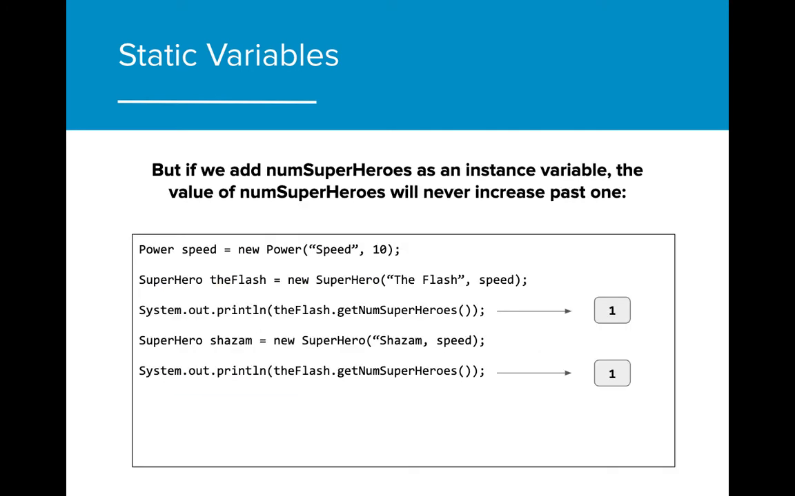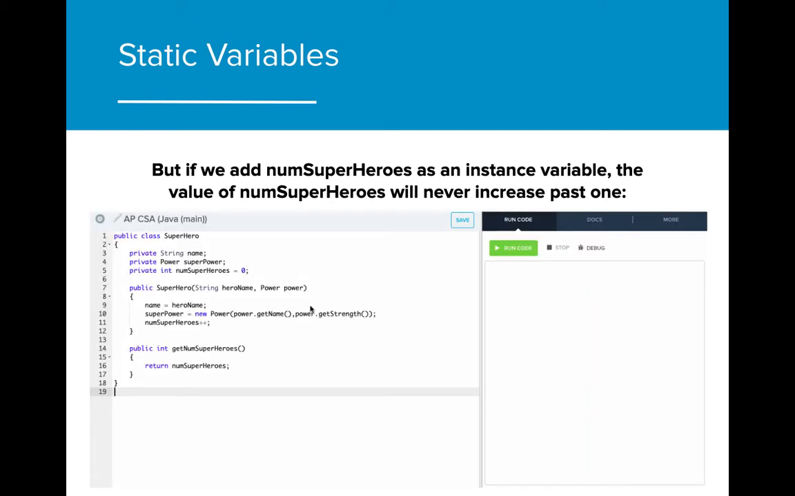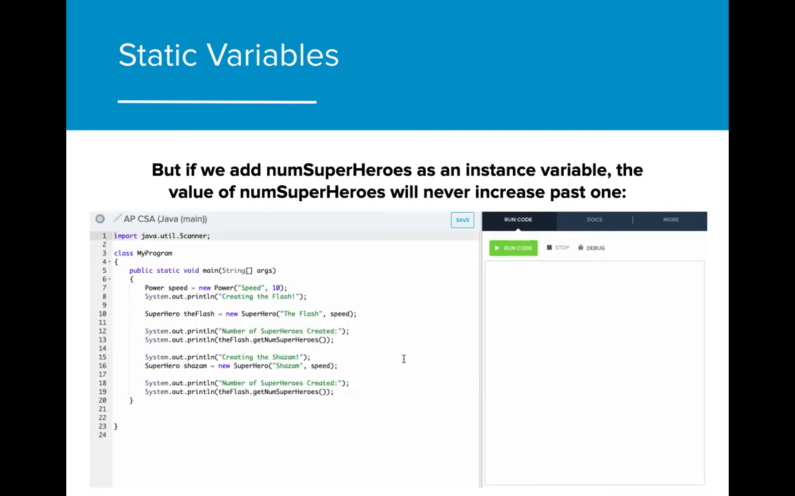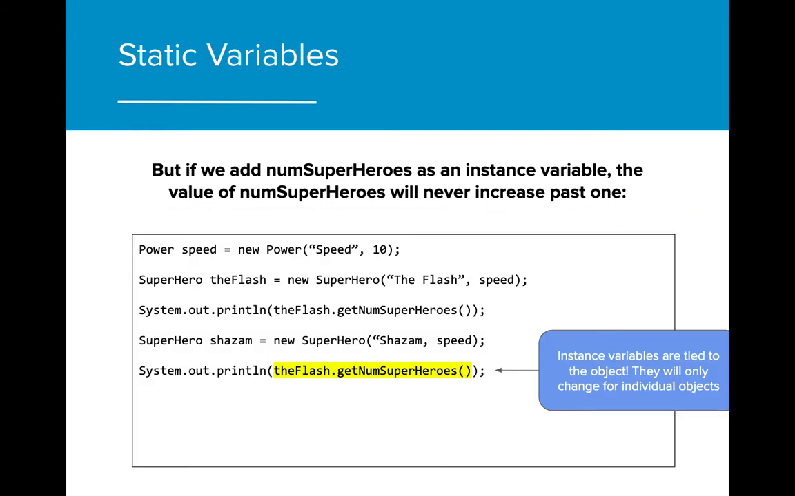The problem with using an instance variable is that the value of numSuperheroes will never increase past 1. Here we see that even though we have created 2 superheroes, the value that is printed from getNumSuperheroes is still 1. Here we can see a live demo of this. Why is it that it will always print 1?